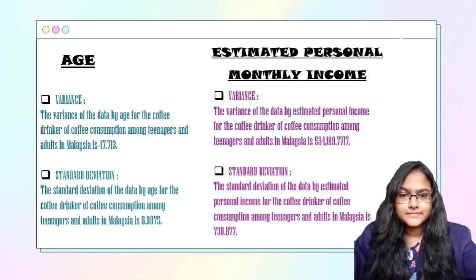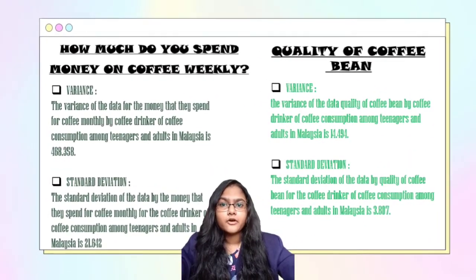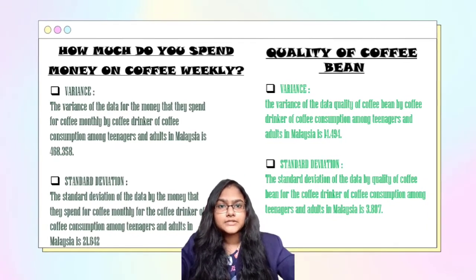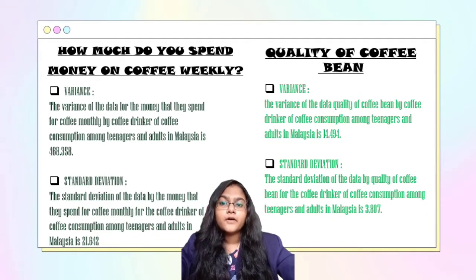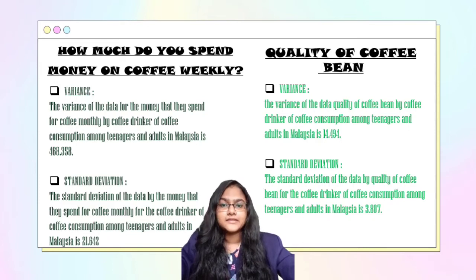730.877. The variance of data for the money that they spend for coffee monthly by coffee drinker of coffee consumption among teenagers and adults in Malaysia is 468.358, while the standard deviation of the data by the money that they spend for coffee monthly for the coffee drinker of coffee consumption among teenagers and adults in Malaysia is 21.642.